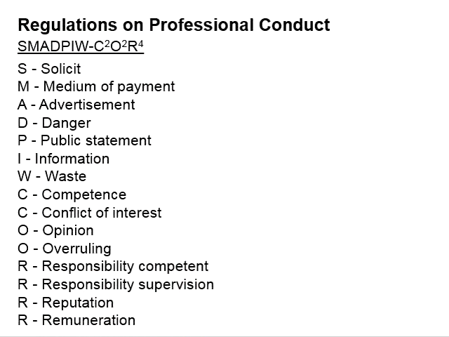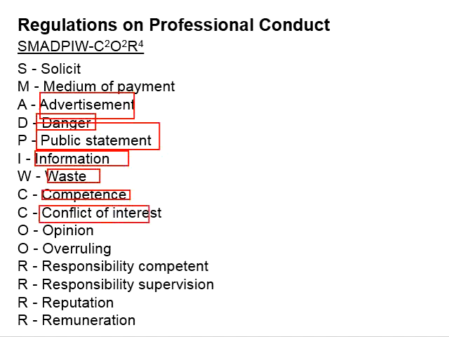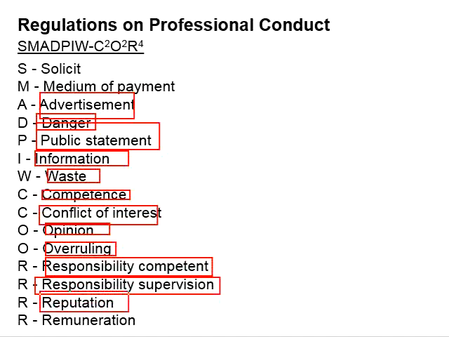During the exam, before I look into the questions, I will write down this statement, SMAP Build Core, with the relevant keywords outlined properly. S is for solicit, M is for medium of payment, advertisement, danger, public statement, information, waste, competence, conflict of interest, opinion, overruling, responsibility, competence, responsibility, supervision, reputation, and remuneration.